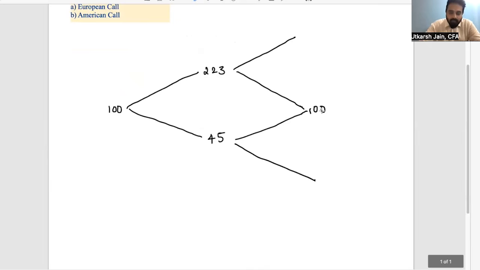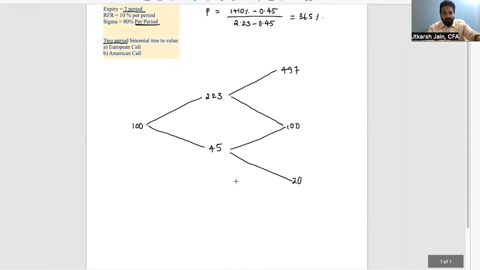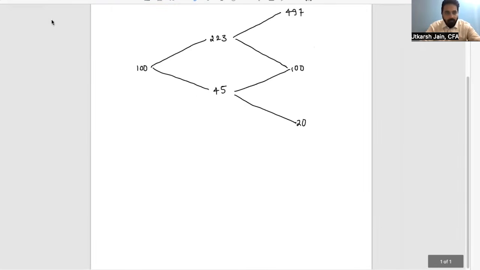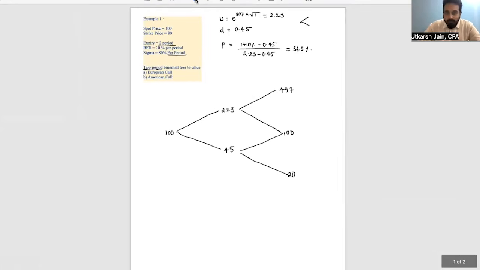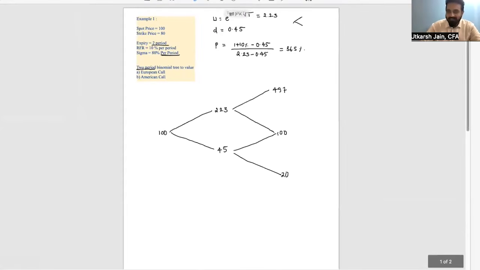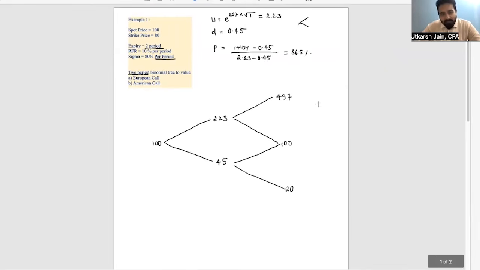Then 223 into 2.23 will be 497. I'm ignoring the decimals. There is a little bit of decimal after that. And 45 into 0.45 will be 20.25, so I'm just going to write this as 20. Okay, this is my tree. Now let me take a screenshot of this tree because I'm going to need it one more time for the American option. I'll probably place it on the next page. So let me do this a little bit fast now. Okay, I've started getting calls. Let's wrap this up quickly.